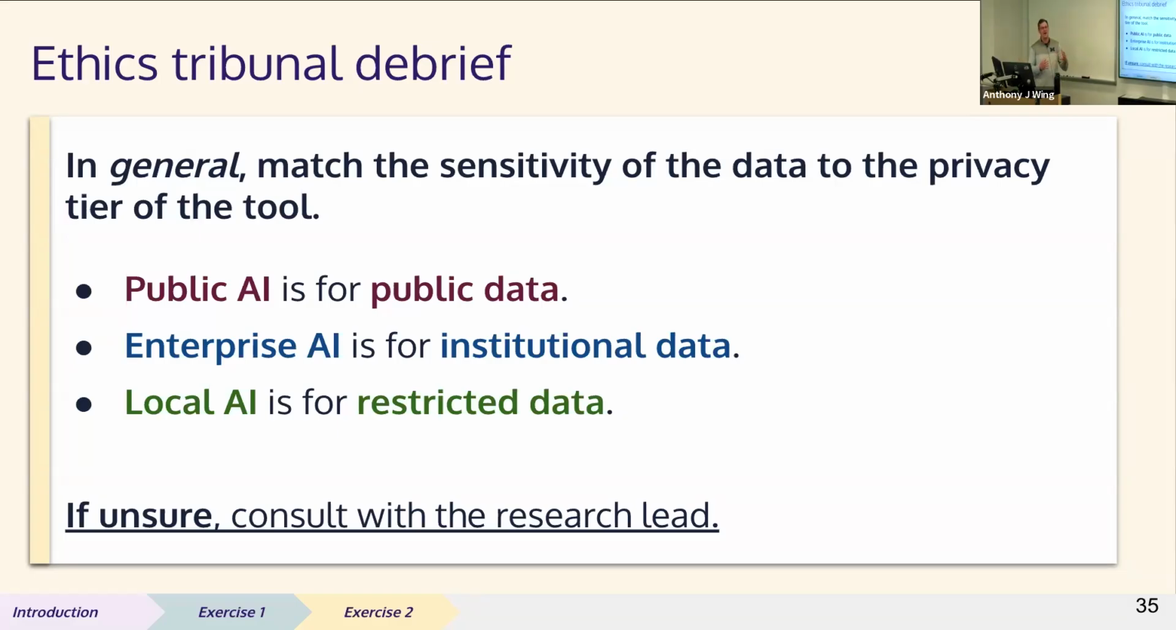If we go to an even finer layer, that's when you would use something like a local AI, an open source model that is run only on your machine. It isn't used or doesn't have access to the internet at all, right? And that would be for restricted data. So there are different tiers out there along with those different data tiers. And if you're unsure, you always want to consult with the research lead, because they should really be making the decision at the end of the day.